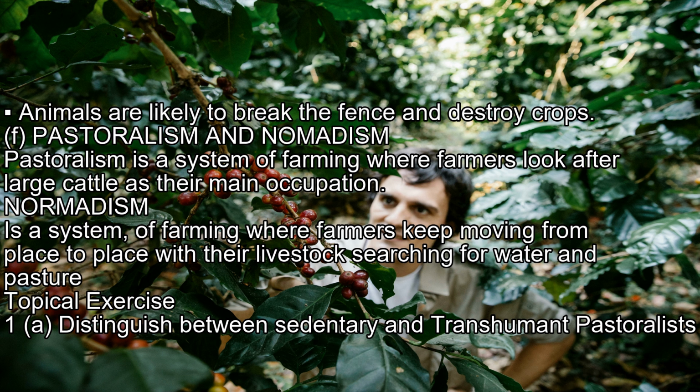Pastoralism and nomadism. Pastoralism is a system of farming where farmers look after large cattle as their main occupation. Nomadism is a system of farming where farmers keep moving from place to place with their livestock searching for water and pasture. Topical exercise. 1. To distinguish between sedentary and transhumant pastoralists.